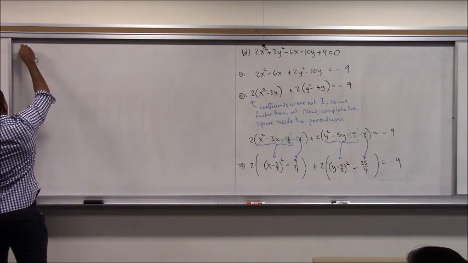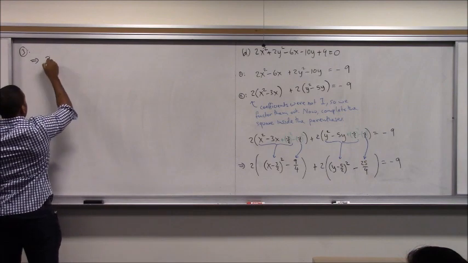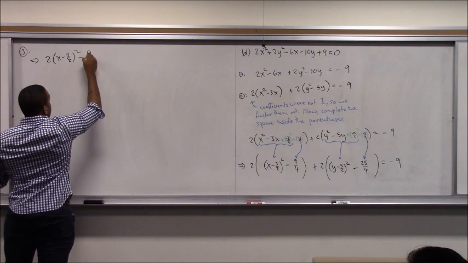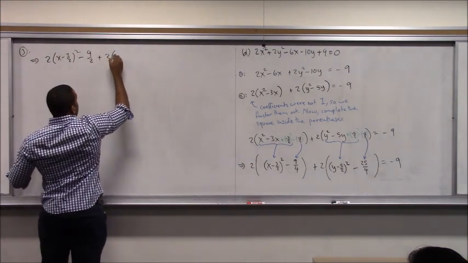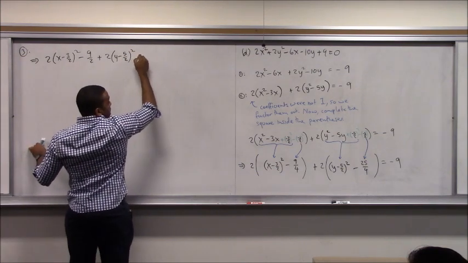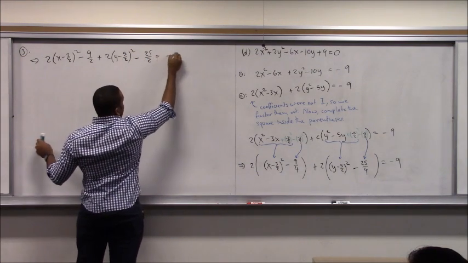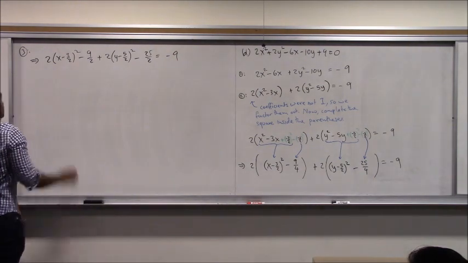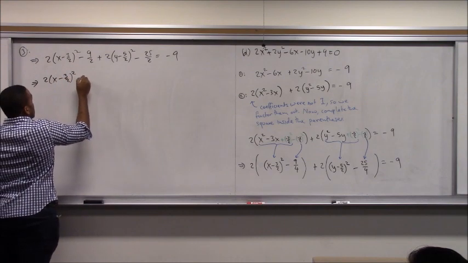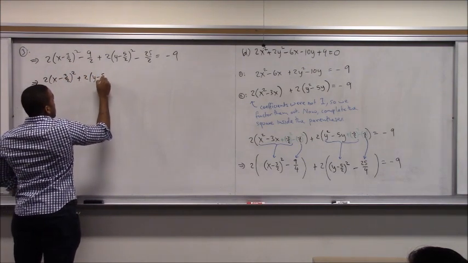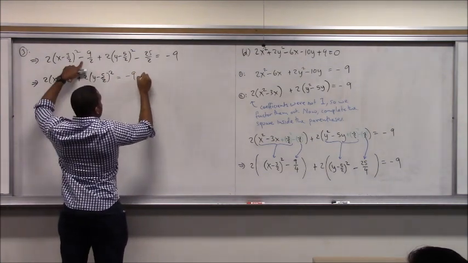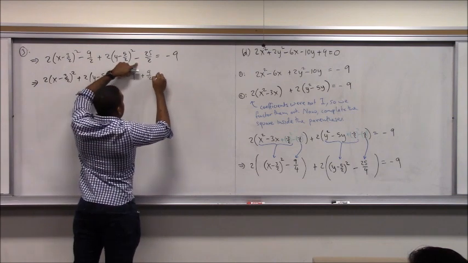So now we're in the third part of the process. So we have 2 times x minus 3 over 2 squared minus 9 over 2 plus 2 times y minus 5 over 2 squared minus 25 over 2 equals minus 9. So first, leave these guys, and I'm going to bring all these guys to the other side. So I'm going to have minus 9 plus 9 over 2 plus 25 over 2.